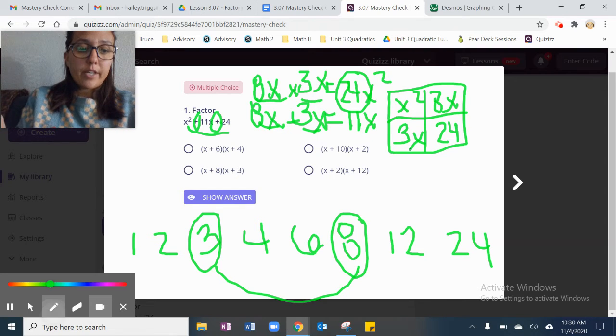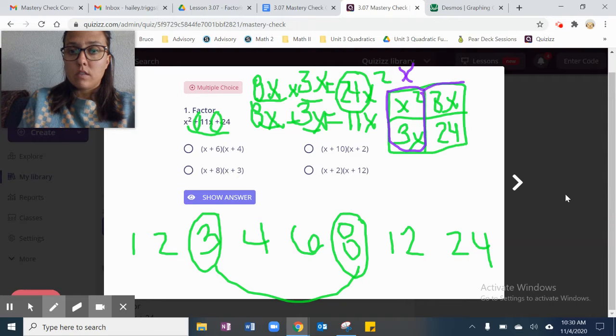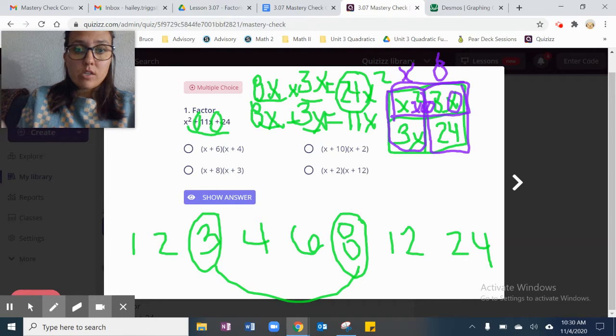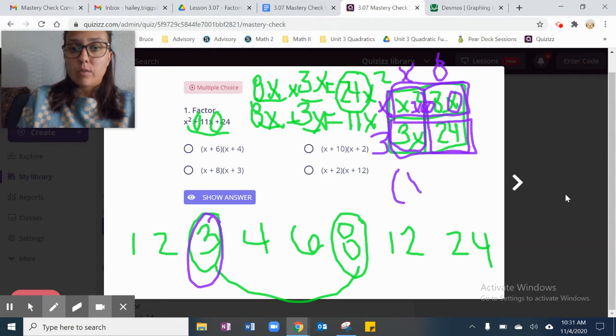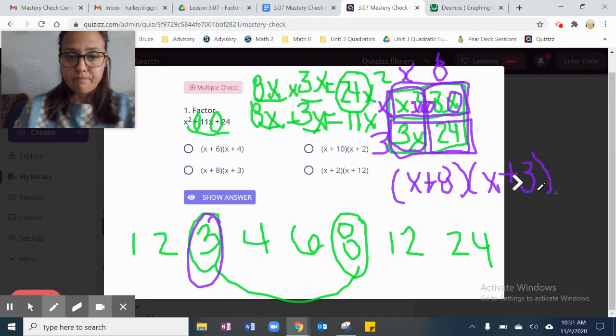So now I'm going to factor out my greatest common factor. So from the column, I can pull out an x. Here, the greatest common factor of 8 and 24 is 8. The greatest common factor of x squared and 8x, well, this one has two x's, right? And this has an 8 and an x, so we can pull out an x from each. And then from 3x and 24, 3 goes into 3 and 3 goes into 24, right? It's a factor. So we'll pull out a 3. So we're going to be left with x plus 8 and x plus 3.